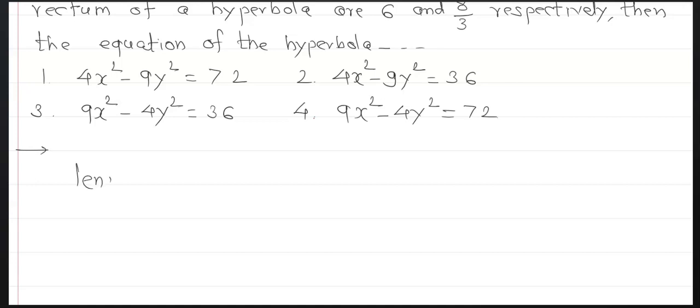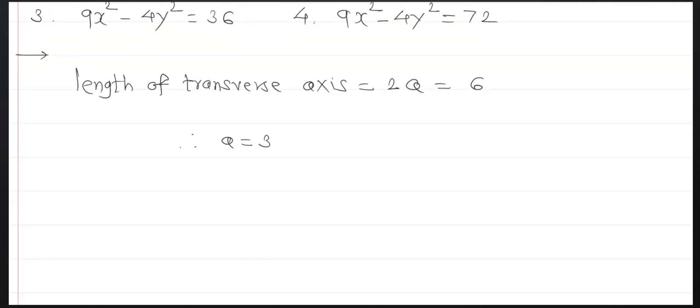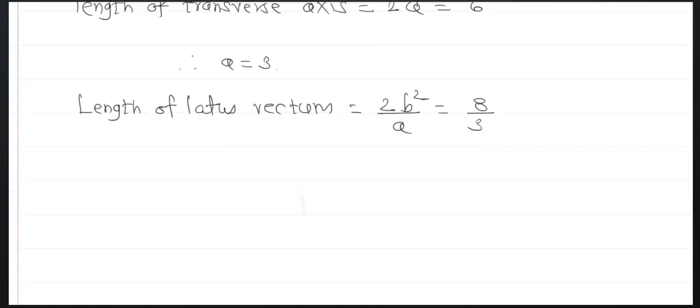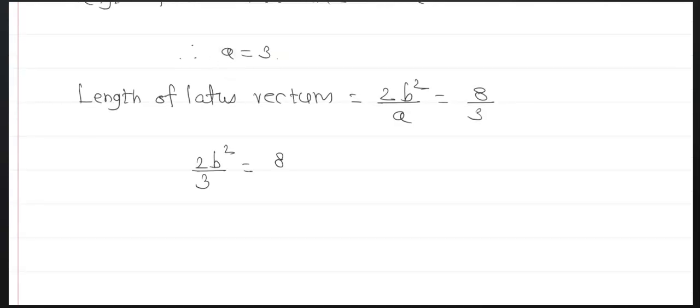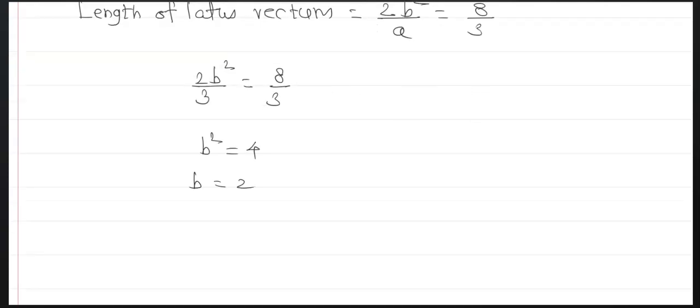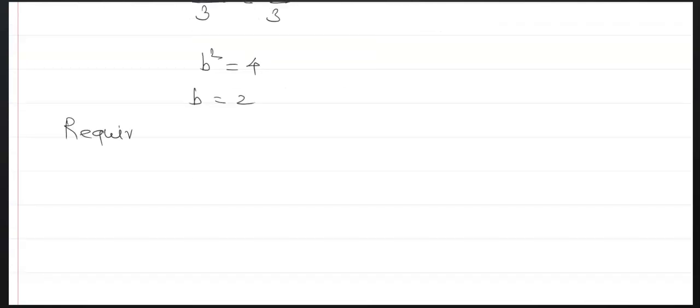The length of the transverse axis is equal to 2a, that is equal to 6, therefore a is equal to 3. The length of the latus rectum is equal to 2b square upon a, and therefore it is 8 upon 3. Substitute the value of a, then you will get b square is equal to 4, b is equal to 2.